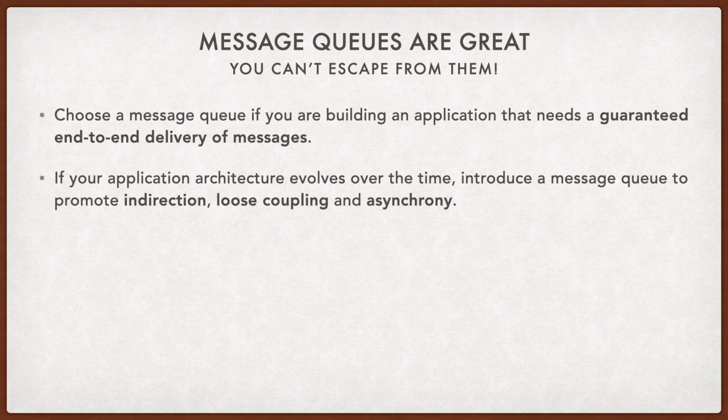If your application architecture evolves over time, introduce a message queue to promote indirection, loose coupling, and asynchrony. A message queue decouples workloads, so message producers and consumers know little or nothing about each other. This will be greatly beneficial when you want to add new components to your existing architecture in the future with very little impact.